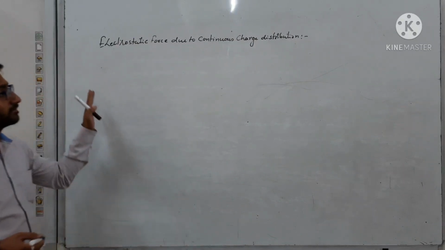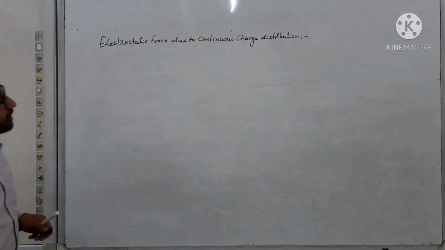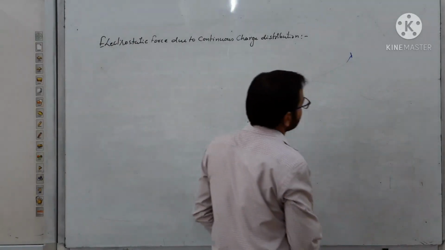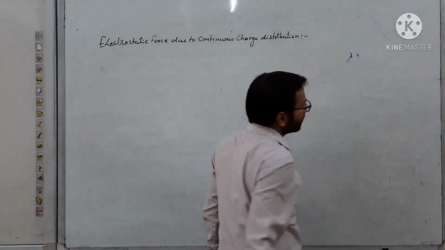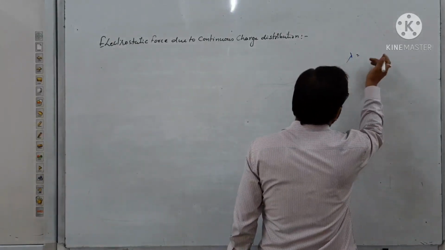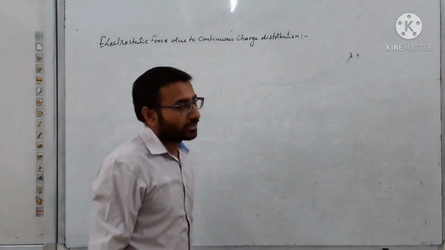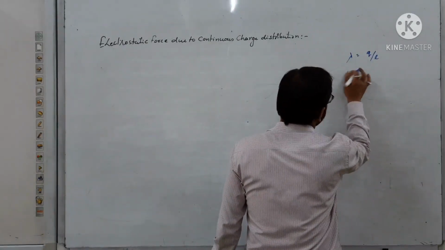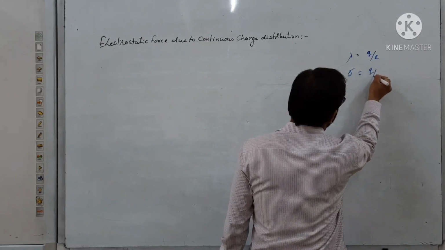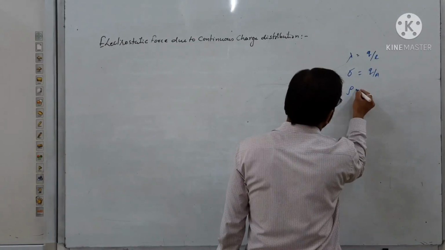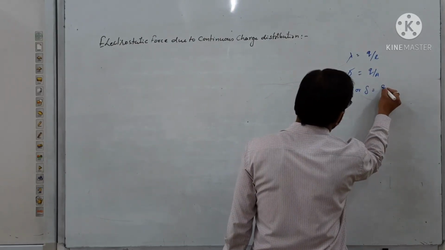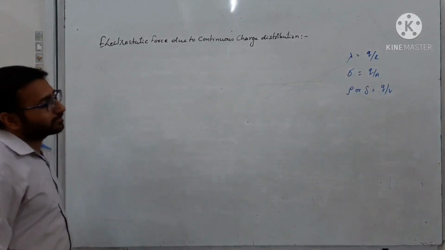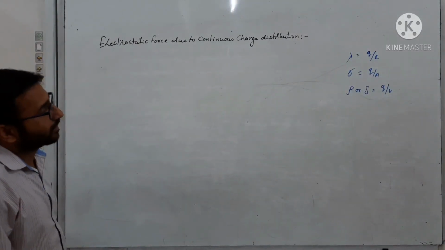So students, we know about three kinds of distribution of charge. One is linear charge distribution, for which we got the linear charge density, lambda equals Q upon L. Similarly, sigma is surface charge density, Q upon A, and rho is volume charge density, equal to Q upon V. All these values you will get in this lecture.